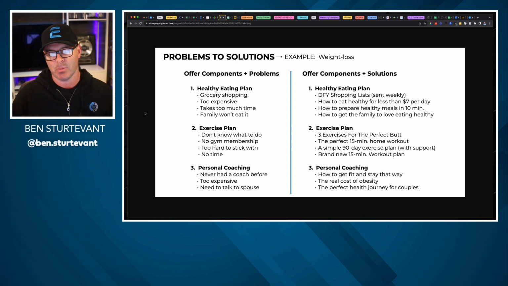Oftentimes with a lot of clients that we work with, we find that they don't know what to talk about, or they say, here's my offer. It has a healthy eating component, exercise plan, and personal coaching. This is usually a fitness weight loss offer, as an example. And they fail to dive into the actual problems that this is helping people solve. And that's the key to marketing.